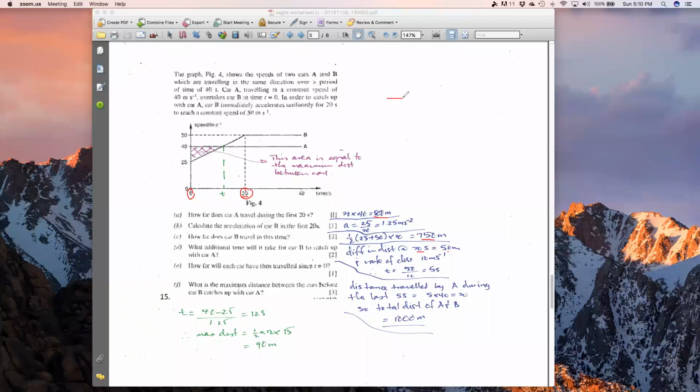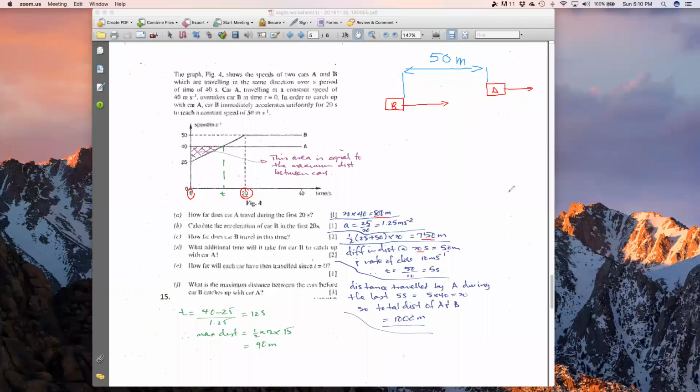So you have a situation where car B is here and car A is here. They're both heading that way. And the separation between them is 50 meters. All right, so we got on that.